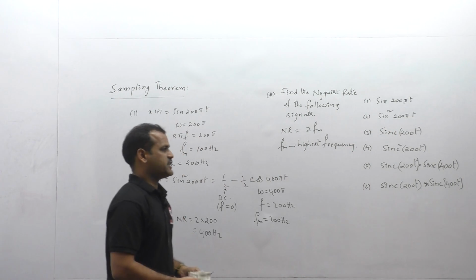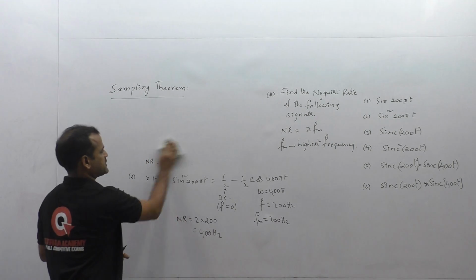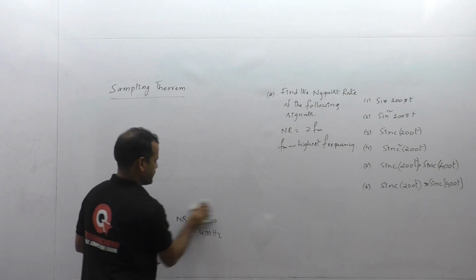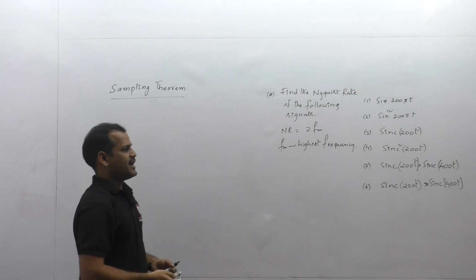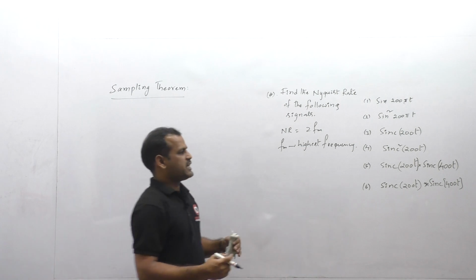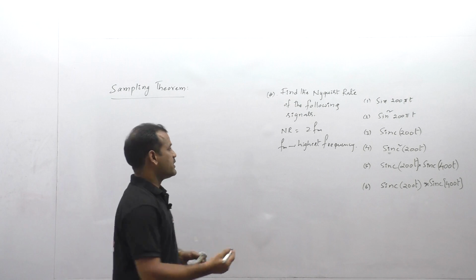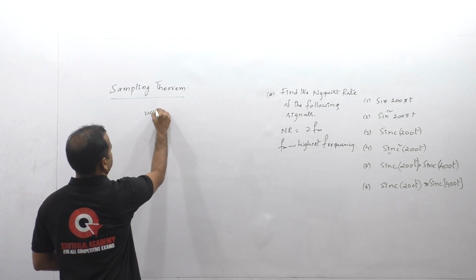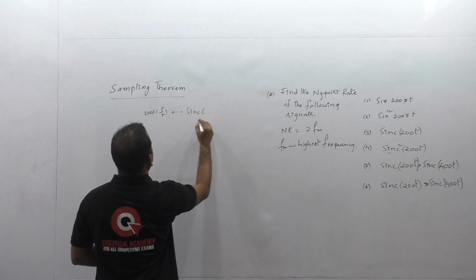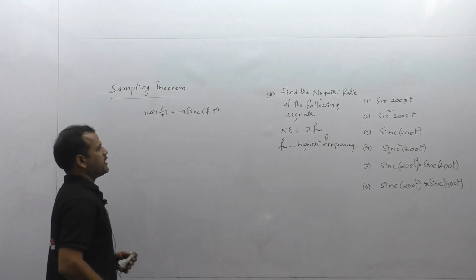To find the Nyquist rate of the sinc function, if we know the frequency domain representation of this signal, we can find the highest frequency component from it, and then by doubling that highest frequency component we can find the Nyquist rate. So first let us recall the Fourier transform of this sinc function. We know that the Fourier transform of a rectangular function is a sinc function like this. It is tau sinc f tau.